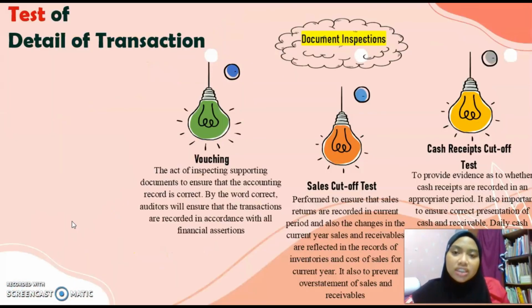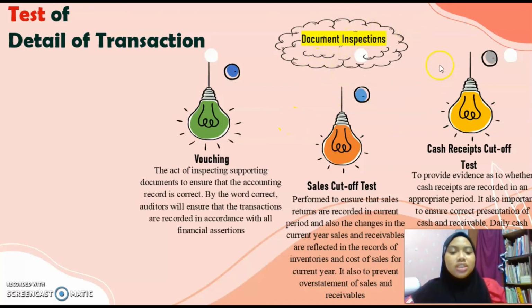There are two tests in the analytical procedure. The first one is test of details of transaction, and the second one is test of details of balance. Okay, I will show you about the transaction first. Tests of details are used by the auditors to collect evidence that the balance, disclosure, and underlying transactions associated with a client's financial statements are correct.